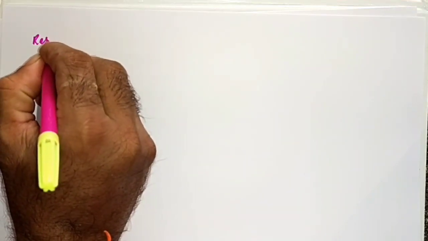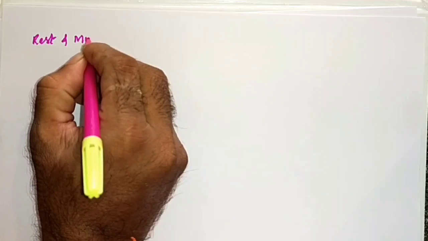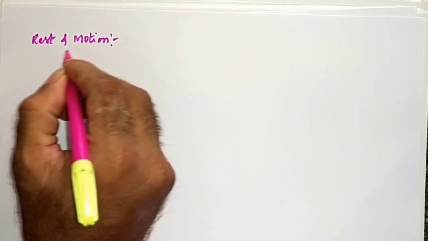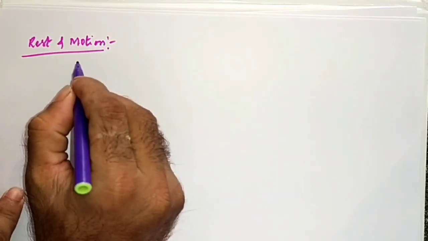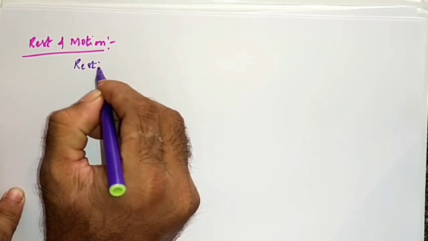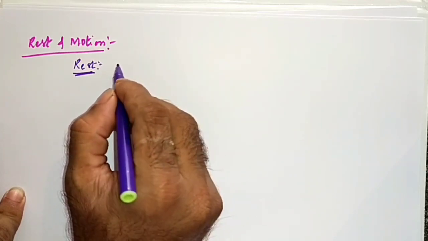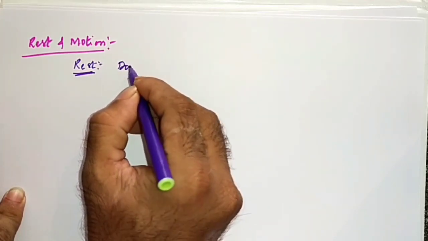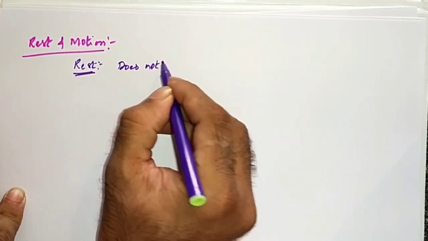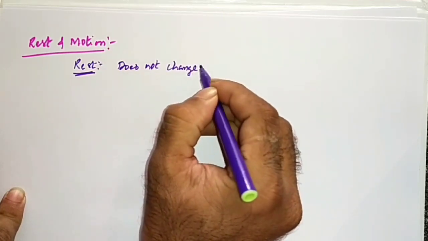Now let us learn different terms related to kinematics. The first terms are rest and motion. One is rest and the second one is motion. These are the two terms let us discuss now. These are very interesting and a little bit confusing terms also. Listen carefully. First let us see what is rest. When we say that some object is at rest, it does not change its position.